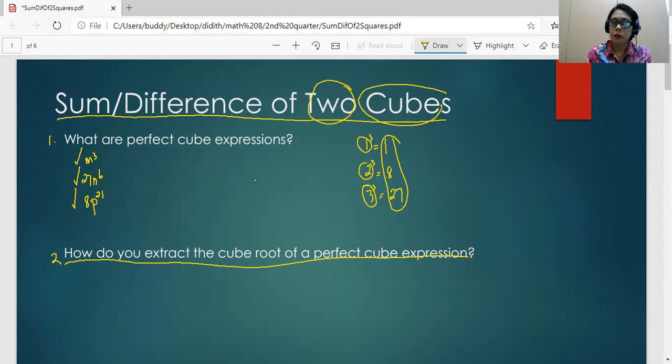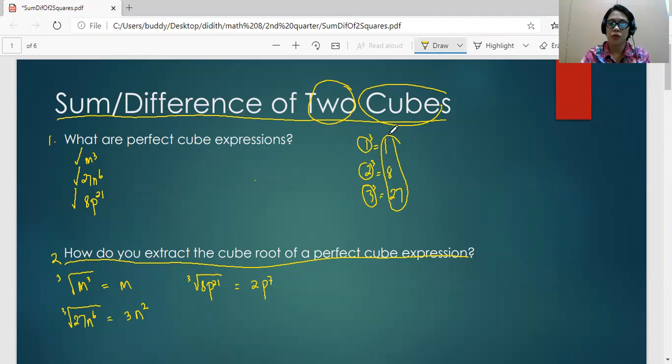Now, with an algebraic expression like m cubed, extracting the cube root means dividing the exponent by 3 and copying the base m. So this is m. Now the cube root of 27n to the 6th: the cube root of 27 is 3, and 6 divided by 3 is 2, so this will be 3n squared. And the cube root of 8p to the 21st is 2p to the 7th. So that's how we extract the cube root.